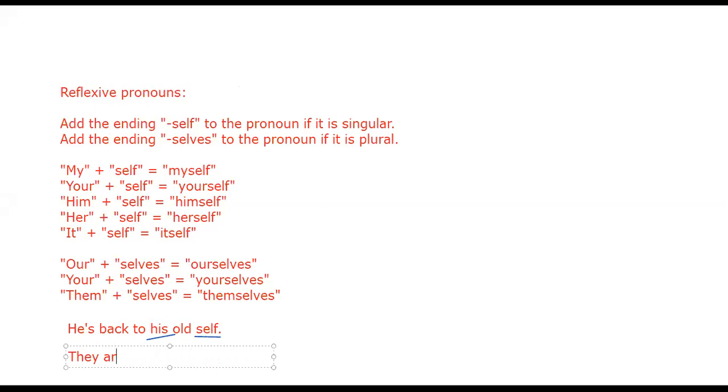They are back to their old selves. It's the same concept here. In this case, you could have their and selves, but you can't have them together. So when they're apart like this, separated by an adjective like old, then it makes sense. So he's back to his old self, and they are back to their old selves, but not their selves and his self.